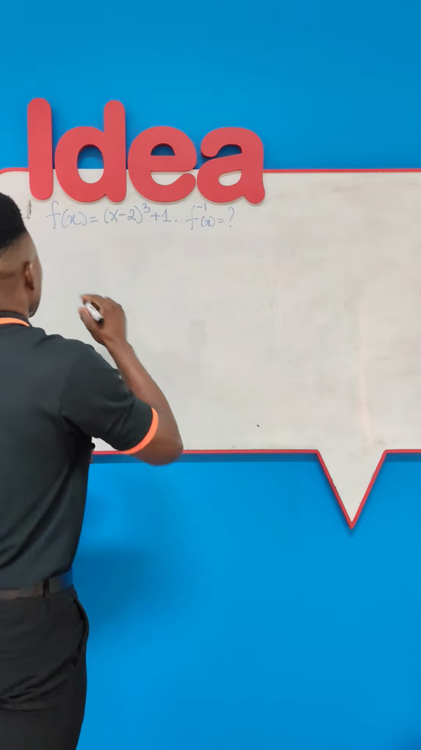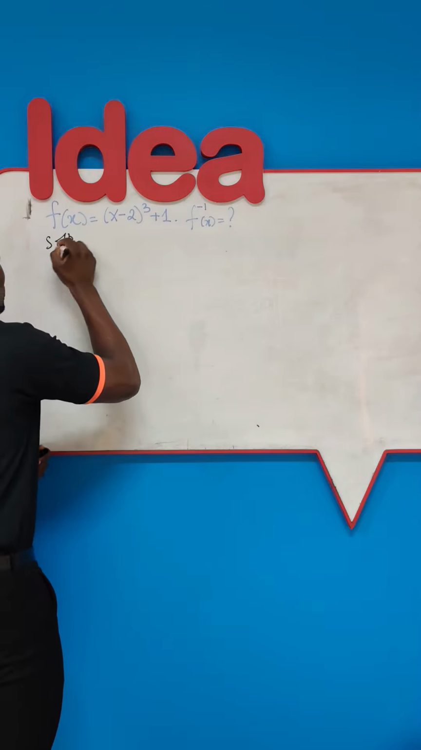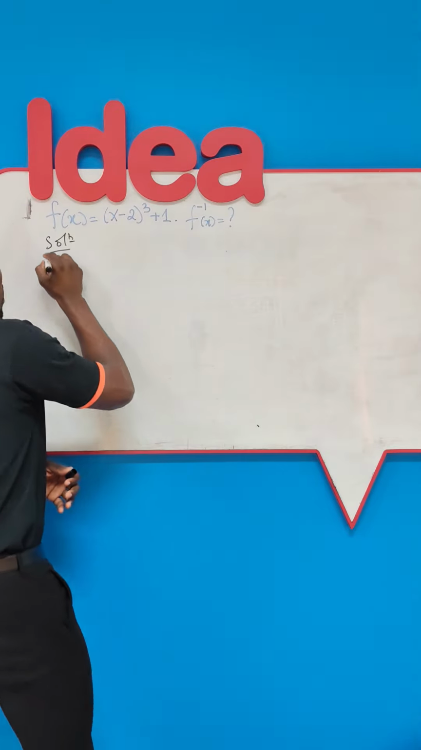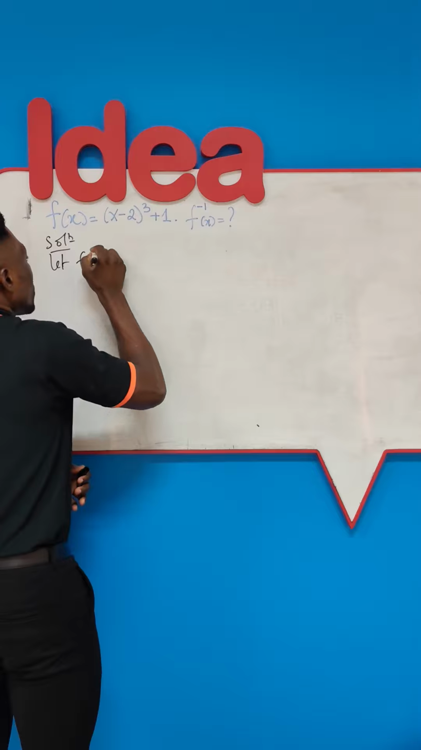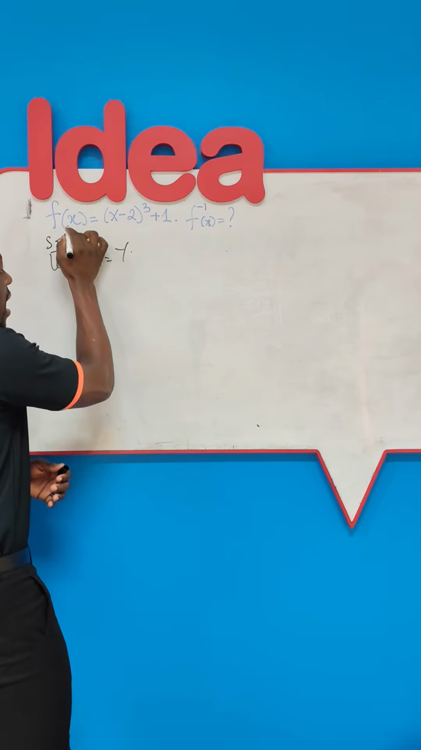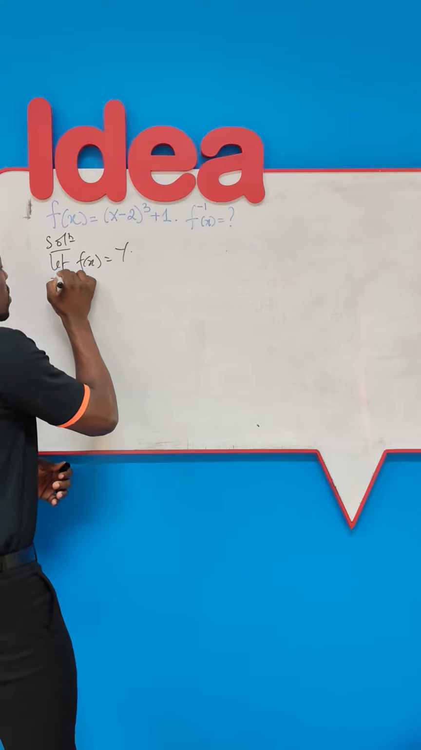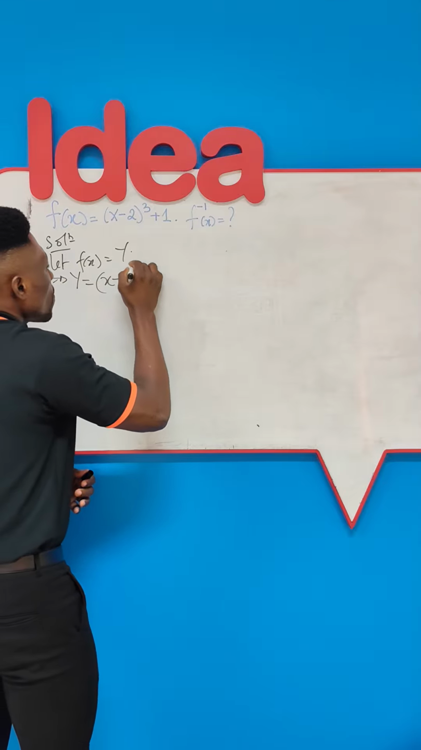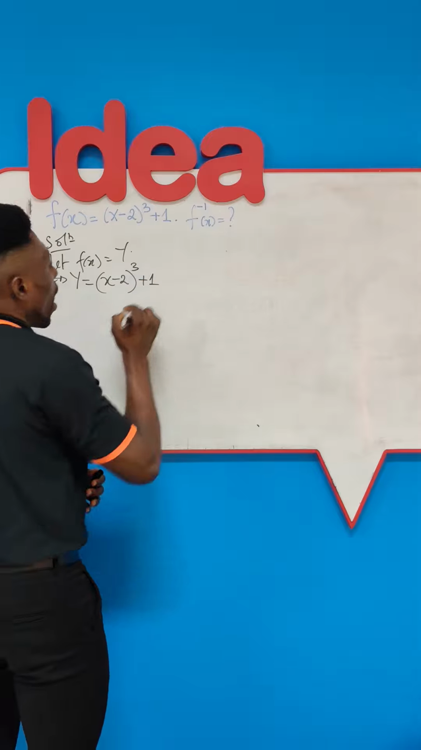Follow me, dear friends. Solution. Let's start by letting the function f(x) be another variable y. So let f(x) be equal to y. In other words, let's rewrite this and change f(x) into y. This means y will be equal to (x minus 2) all cubed plus 1.